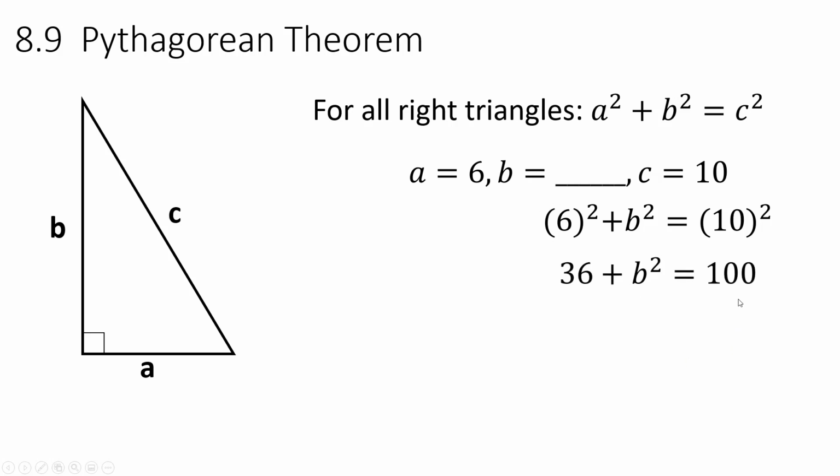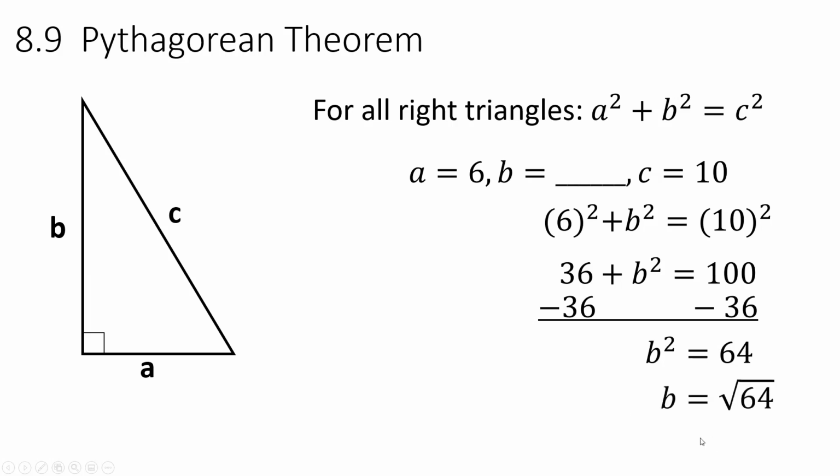Now we treat this like an equation. We just subtract off. I mean, it is an equation. You just subtract off the 36. If b squared is 64, you just take the square root of 64 to figure out what b is. And so 8 is your mystery number.